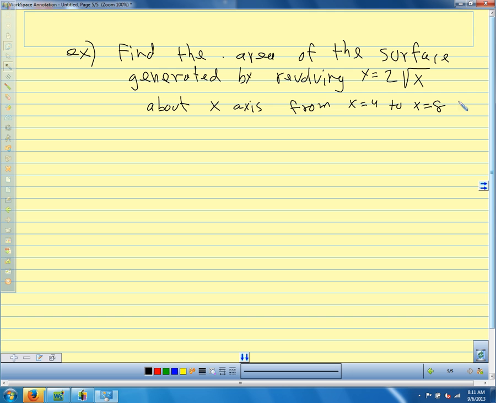So when I do these, I like to make a quick sketch, just so I know what I'm looking at, as long as I have a rough idea of what the function looks like. So square root of x is going to be something like this, 2 square root of x, roughly. And then we're going from x equals 4 to x equals 8. So I'm revolving this little piece of the curve around the x-axis.